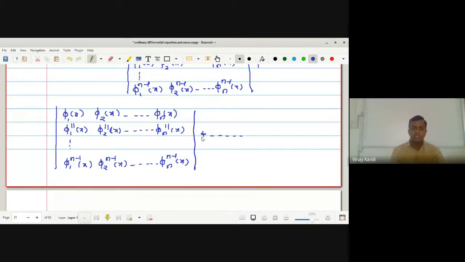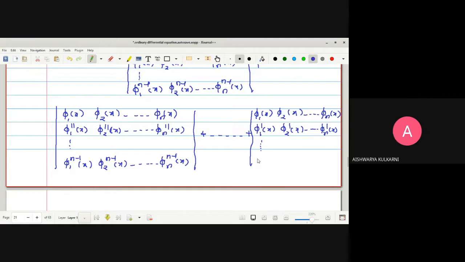Similarly, we continue: differentiate the third row, and so on, until at last we get the last determinant, with phi 1 of x, phi 2 of x as it is, up to phi n of x. Now this one first, what is the second row? Phi 1 dash of x, phi 2 dash of x, up to phi n dash of x, and so on. Now, what is the last row?